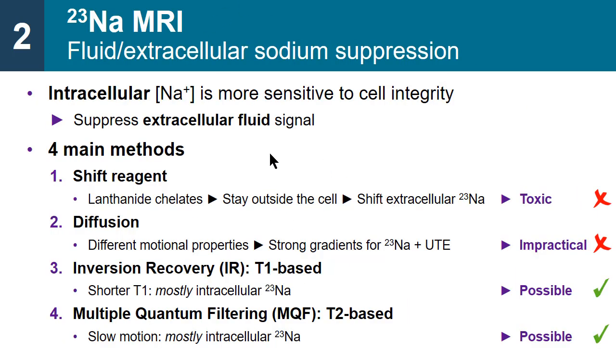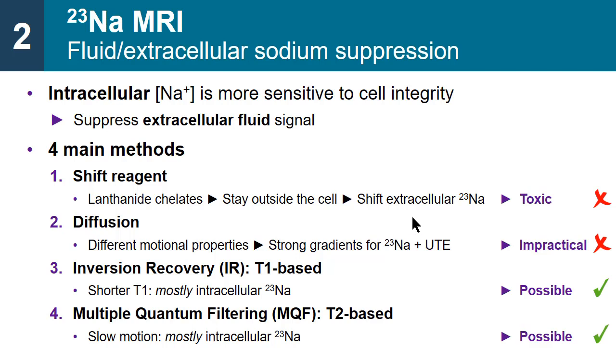And so in general, when you do sodium imaging, you detect the average signal from both intra and extracellular sodium, but the extracellular sodium is not going to change much in disease, so you want to be able to suppress this signal to be more sensitive to intracellular sodium. There are different methods that can be used, like shift reagent, which is the most efficient. When you inject lanthanide chelates, they're going to stay outside the cells, so it's going to shift the signal of your extracellular sodium.